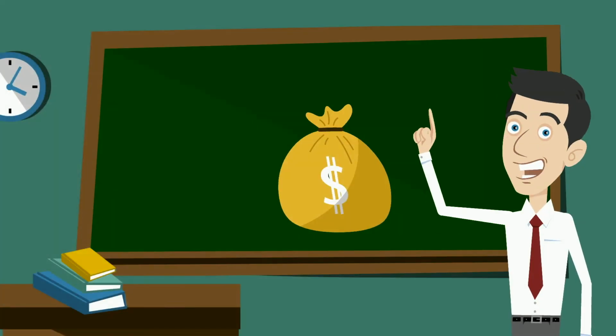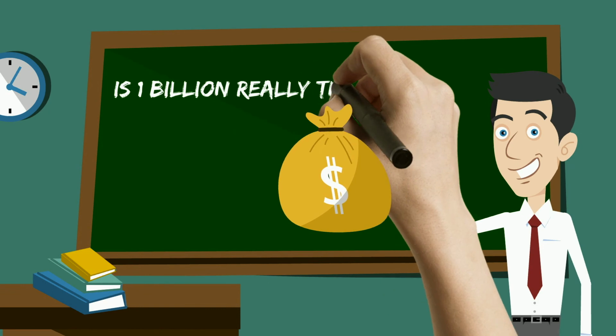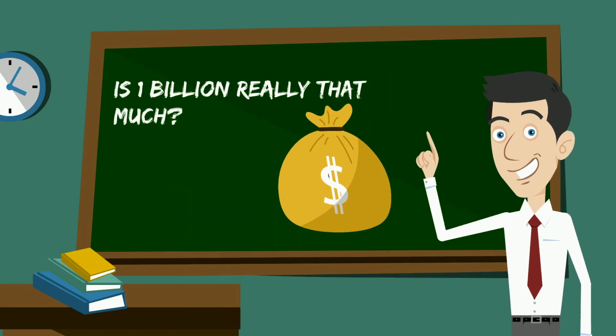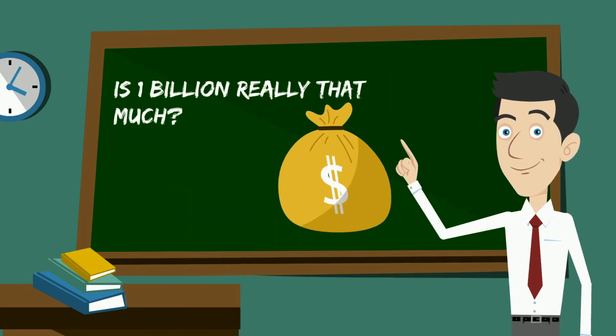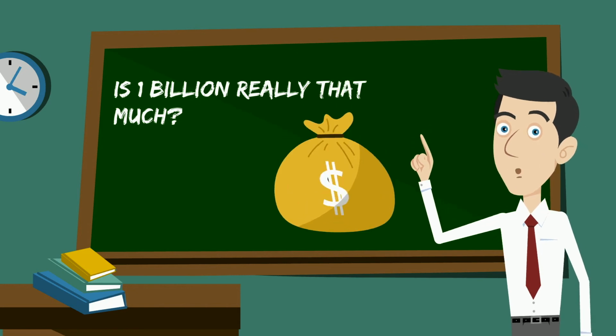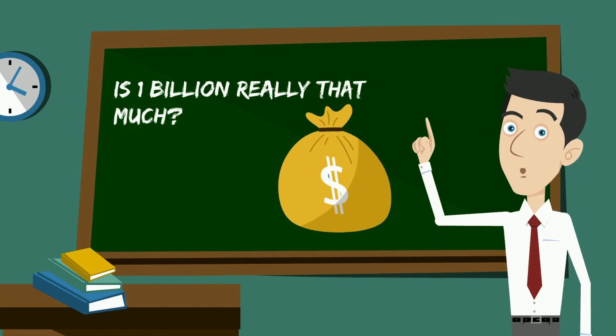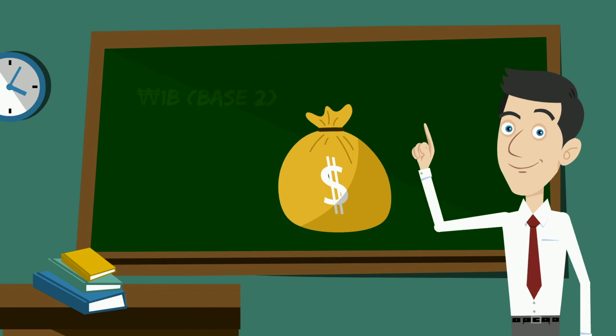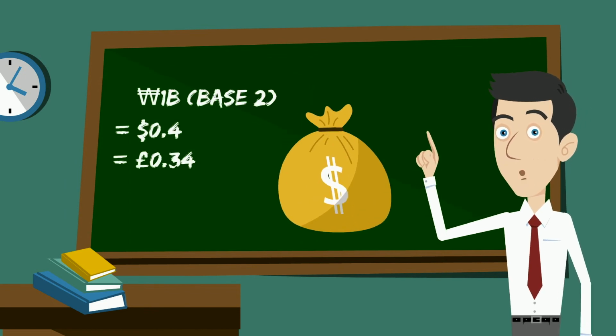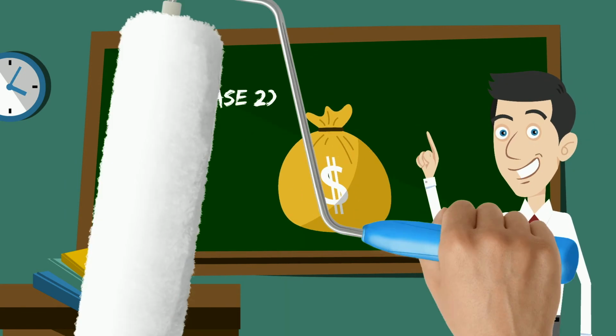If your friend told you they have now become a billionaire, you have to ask them 2 questions. First, which currency? Second, which number base? Having a billion in base 2 and Korean won is just $0.4 or 34 British pence.